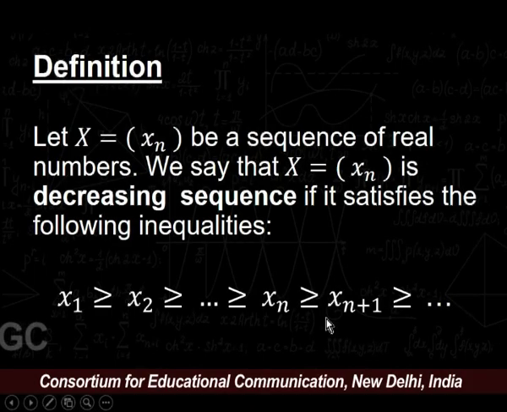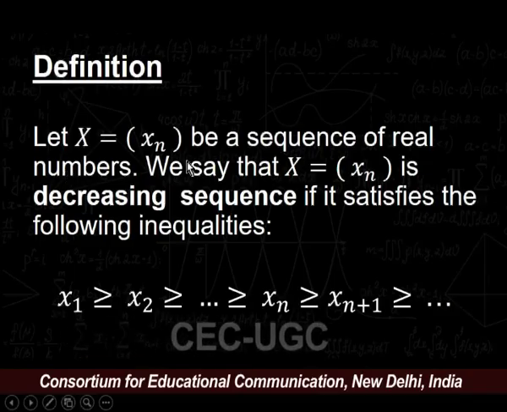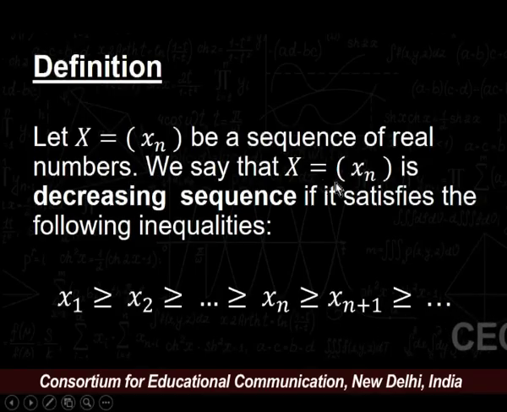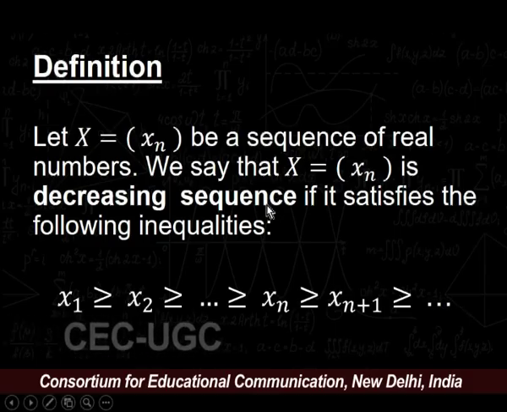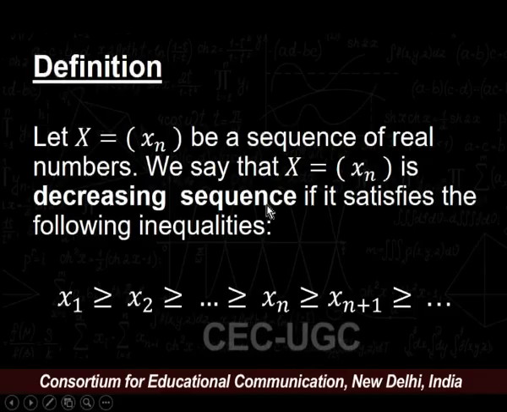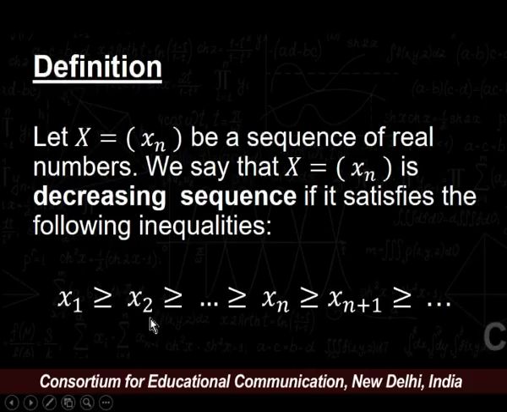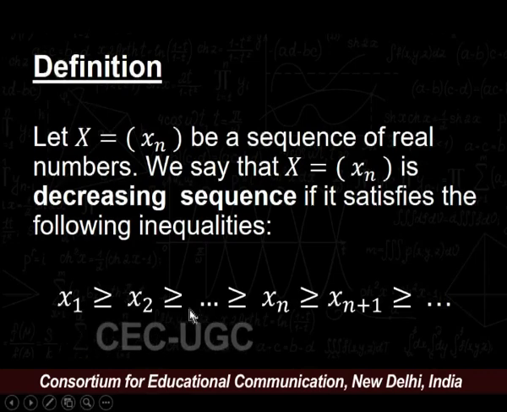Our next definition is the decreasing sequence. Let X equals (xn) be a sequence of real numbers. We say that X equals (xn) is a decreasing sequence if it satisfies the following inequality: x1 is greater than or equal to x2, x2 is greater than or equal to x3, and so on.